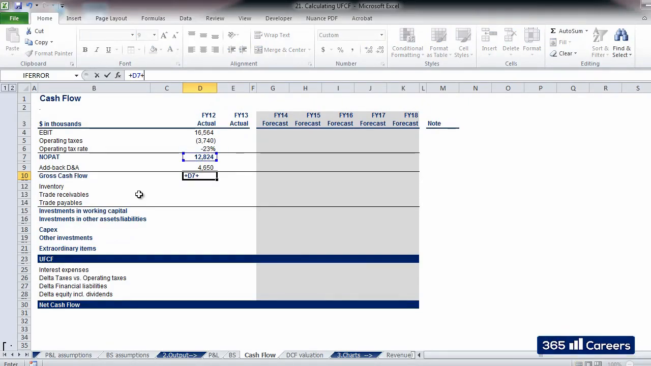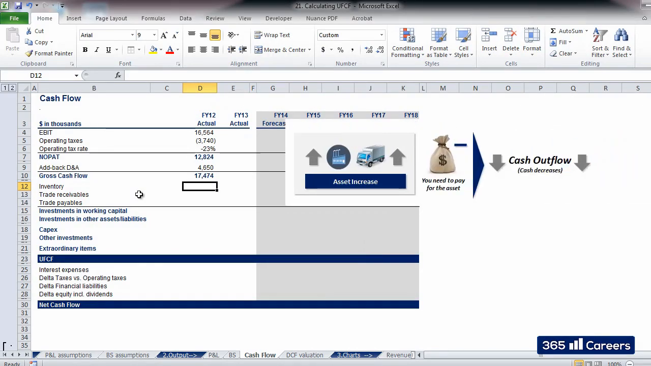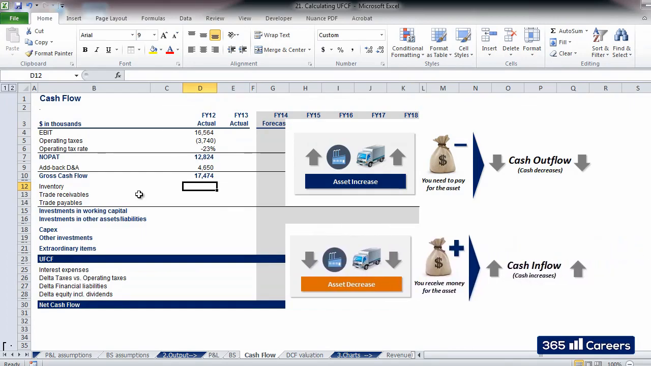Perfect. There is a mechanism which is very important when it comes to calculating cash flows. We need to consider all balance sheet items which changed during the financial period under consideration and adjust if there was a P&L effect deriving from such change. The logic for calculating cash movements is the following. If an asset increased, there was a cash outflow. We paid money in order to buy the asset. If an asset decreased, there was a cash inflow. We received money for selling the asset.